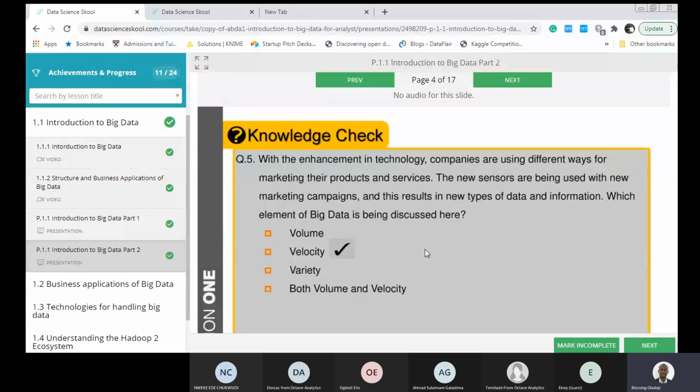The answer is not velocity. There is nothing here that indicates the rate at which the data is changing. When we talk about velocity, that means the rate of change. There's no rate of change here. So the answer is actually variety and not velocity.